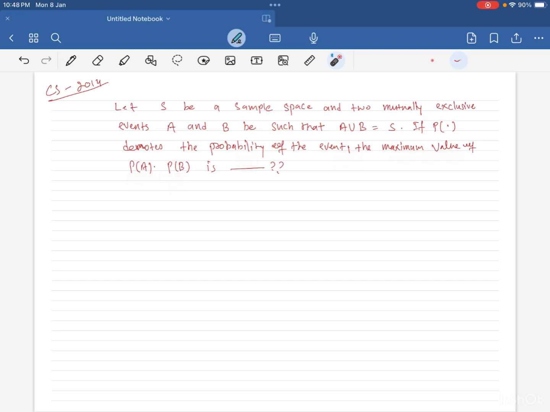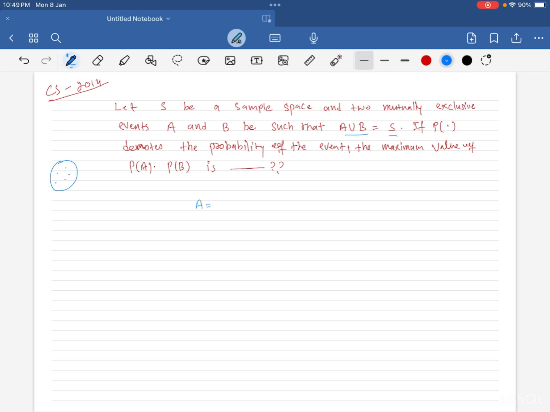So what does it mean that the two are mutually exclusive? Mutually exclusive means that in the sample space, if you have got this outcome, then at the same time you are not going to get that outcome, right? That is what mutually exclusive means. So if you have got this outcome from the sample space, then at the same time you are not going to get this outcome. That is one thing. And A, B are such that A union B is equal to S.